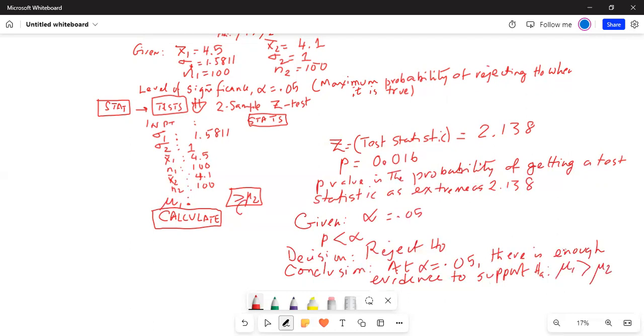Okay, let me take care of this line by erasing this. So that means we are rejecting the null hypothesis mu1 equal to mu2 and supporting the alternate that mu1 greater than mu2. Okay, so if we do it another way, let me see if I can do it another way.